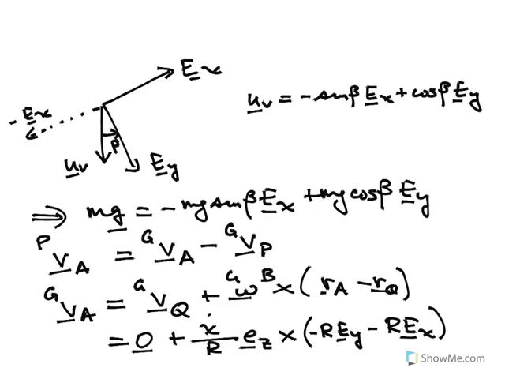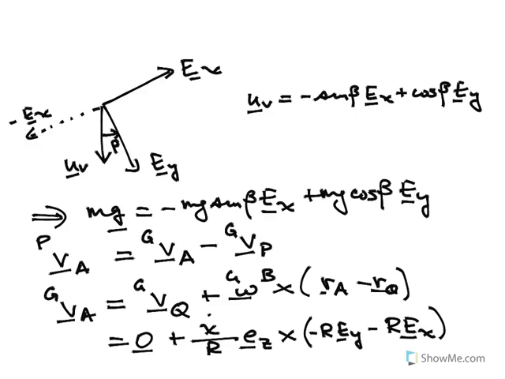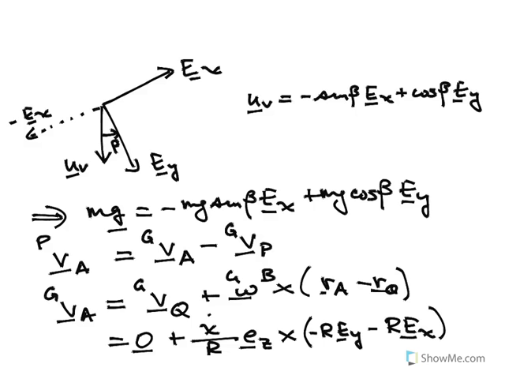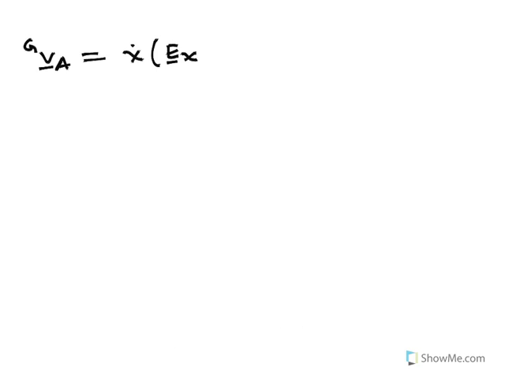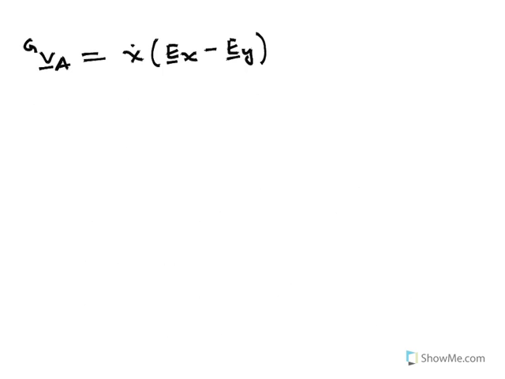So the velocity of point A as viewed by an observer fixed to the ground: if I take this cross product, I've got EZ crossed with EY and EZ crossed with EX, and the R's drop out. So I get x dot times, well, I've got EZ crossed with EY, which is minus EX, so this gives me EX, and then I've got EZ crossed with EX, which is EY, which gives me minus EY, right? And that's because R just drops out of the whole thing.